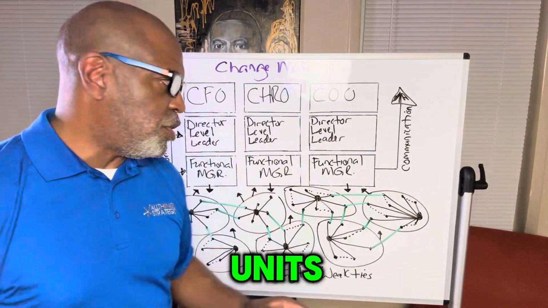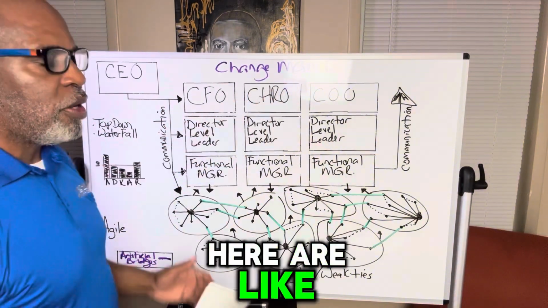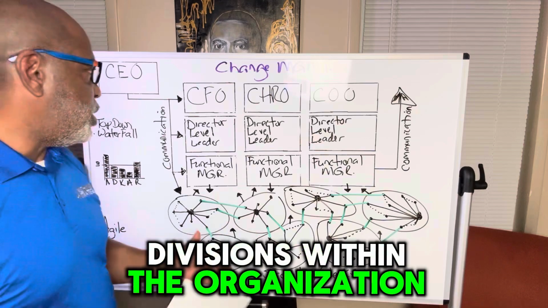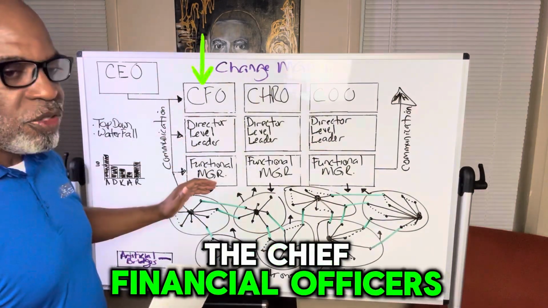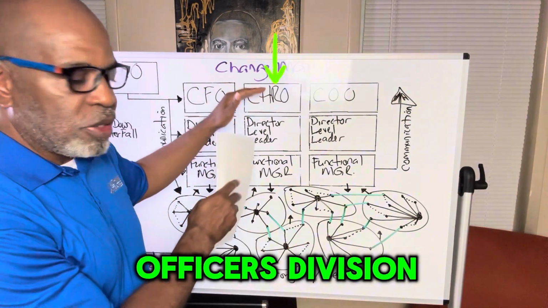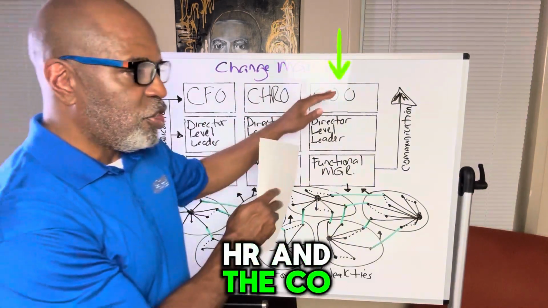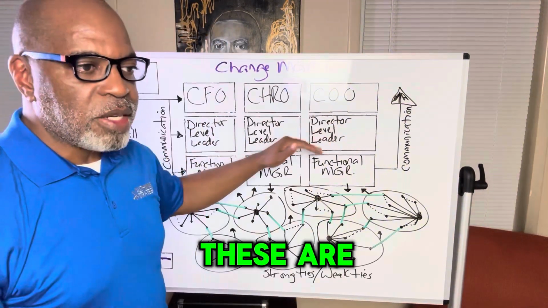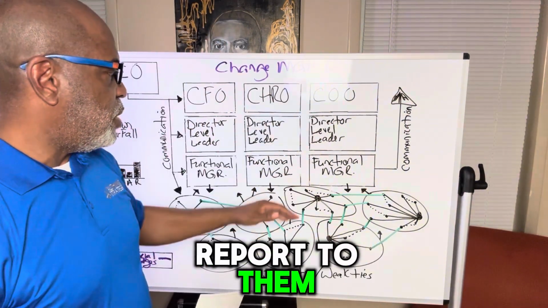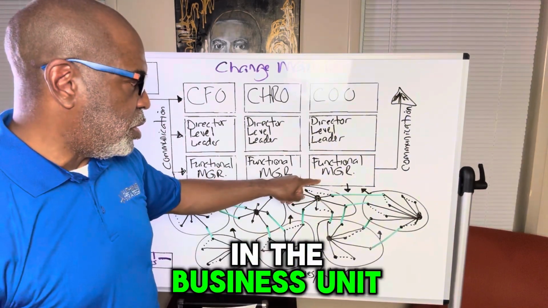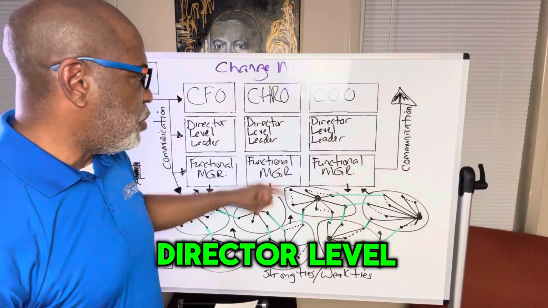So what I have here are 3 business units, or 3 divisions, within the organization. The CFO, the Chief Financial Officer's division, the Chief Human Resource Officer's division, HR, and the COO, the Chief Operating Officer's division, operational. These are directors that report to them, and these are functional managers who are on the ground in the business unit that report to the director level leaders.